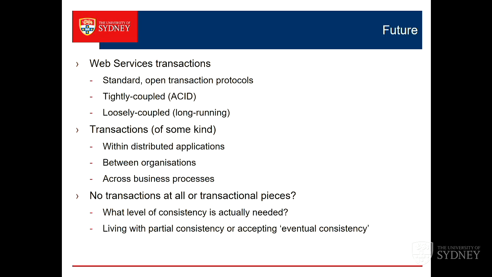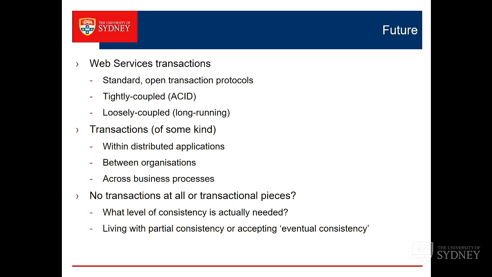WSAT for tightly coupled ACID type transactions, and a loosely coupled thing called, I haven't used it, I've written papers on it. WS consistency? There is another transactional model which is a Sagas type model that I'll talk about later, which has never seemed to have taken off. And people are still using transactions of some kind.